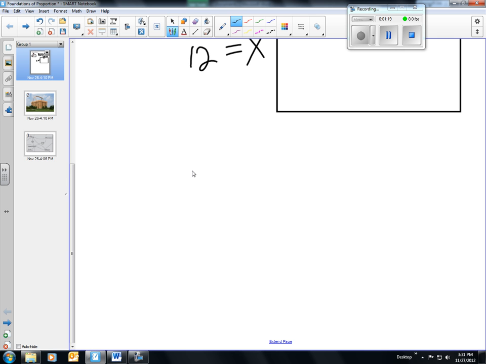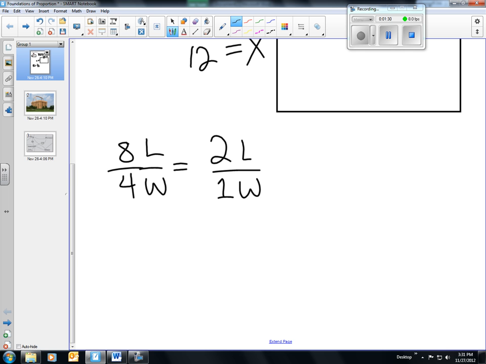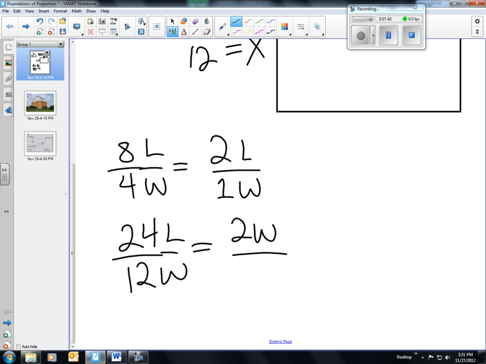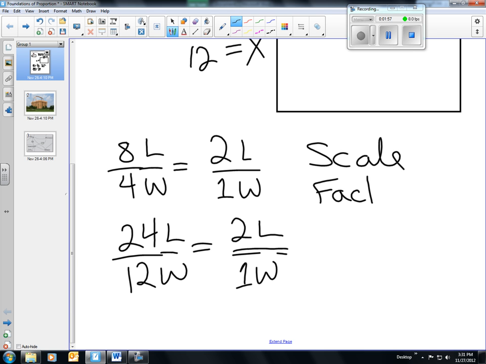So for example, we could say the ratio of the length to the width of this rectangle, 8 to 4, in its simplest terms would be a ratio of 2 to 1. And that's the same ratio as the length and the width of the bigger rectangle here, which was 24 and 12, which reduces to simplest form as 2 is the length and 1 as the width. So they are proportional. And 3 would be called a scale factor. That's a special word that we're going to talk about, the scale factor. Okay.